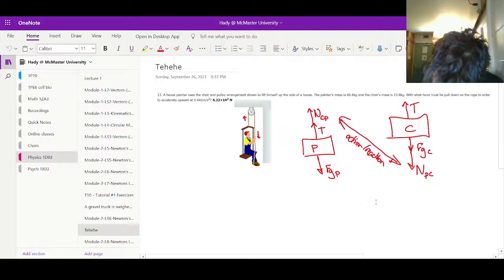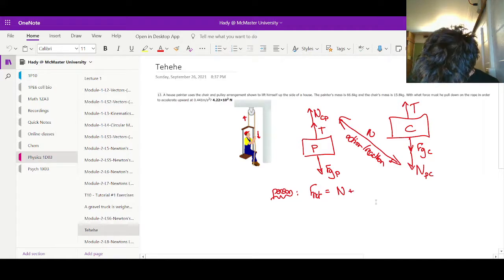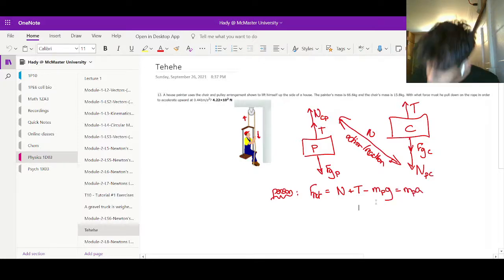So you'd have your person, and usually I'd write in the x direction the forces, in the y direction the forces, but there's only one direction, so I'll just write it once. And you have your F net. So F net is equal to your normal force, and remember, since the normal force of the chair on the person and of the person on the chair is the same magnitude, I'll just call it the normal force from now on, so they're both just the normal force. So normal force plus tension minus force of gravity of the person. So the mass of the person times gravity equals the mass of the person times acceleration.